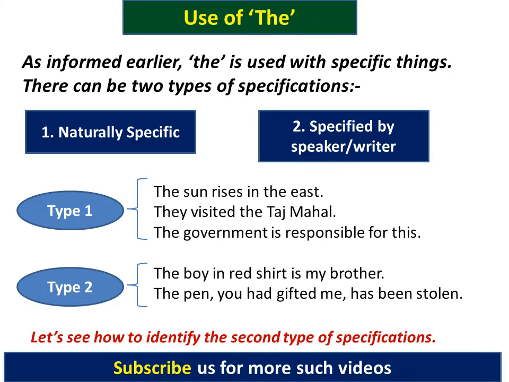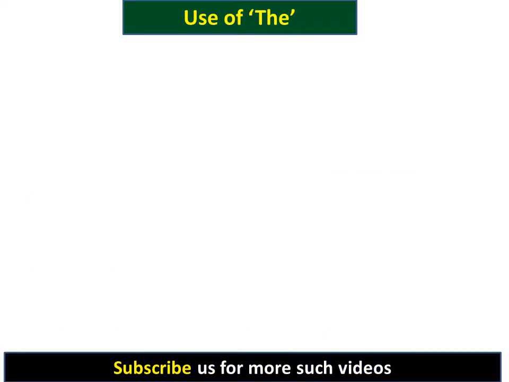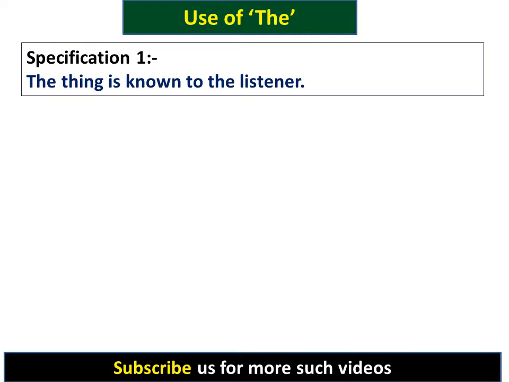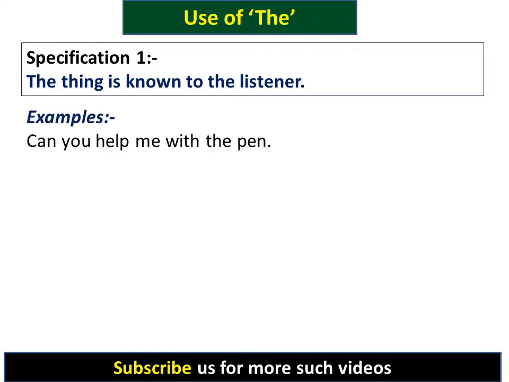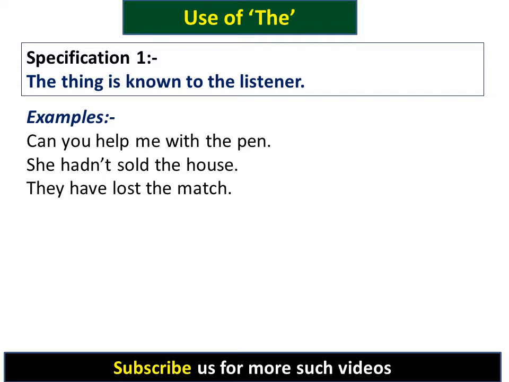Let's see in detail how to identify the second type of specification to use "the" correctly. Situation 1 is when the thing is known to the listener. For example, can you help me with the pen? So I'm talking about a pen which you are aware of. She hadn't sold the house. I'm not talking about a general house. I'm talking about a specific house which is known to you.